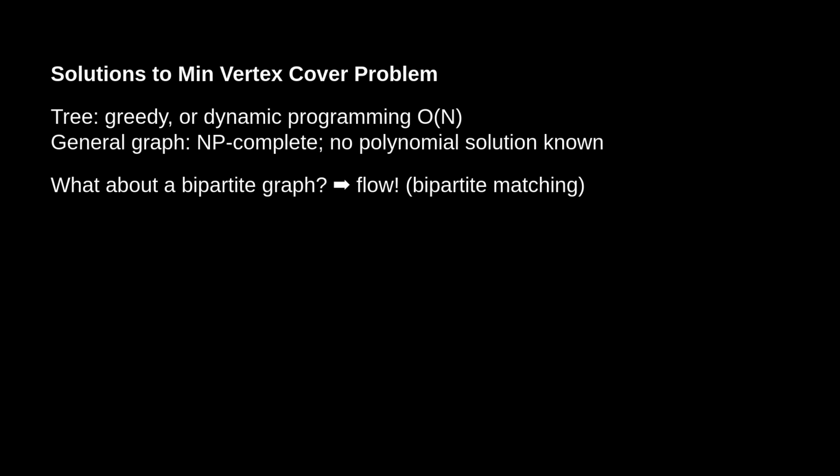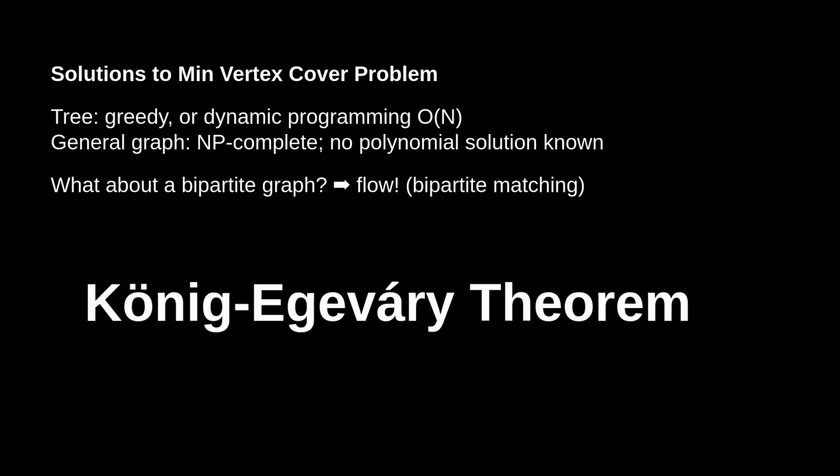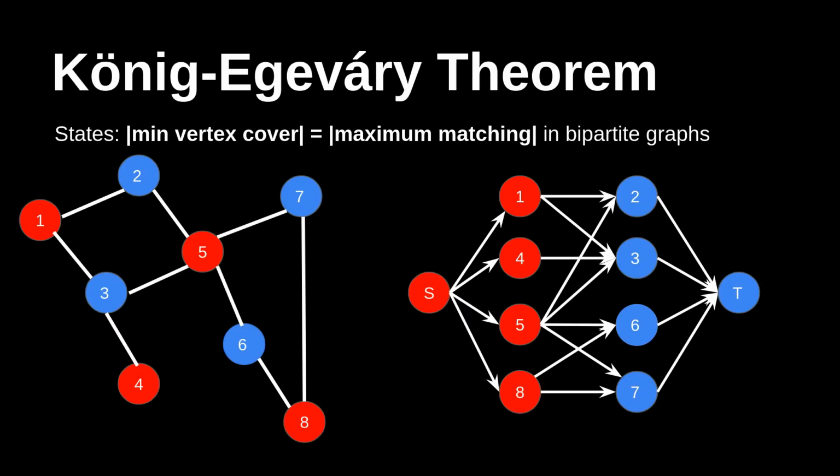to bipartite matching. It turns out that due to Koenig's theorem, we actually know that the cardinality of the min-vertex cover is the same as the cardinality of the maximum matching in bipartite graphs. So it is sufficient to take your bipartite graph that you are trying to get the min-vertex cover of and solve the same bipartite matching problem on our induced flow graph that we've already previously discussed. And here we can see the graph that would be induced.